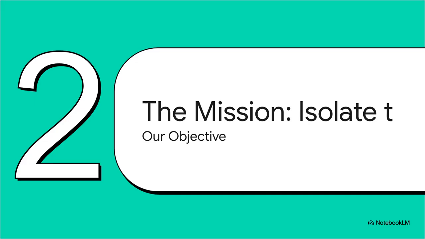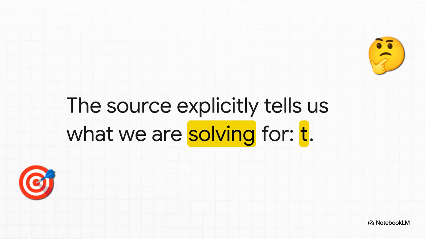Okay, so let's get down to it. We know the players. Our mission, according to the source material, seems crystal clear. We need to rearrange this whole thing to solve for T. And there it is, spelled out for us. Our goal is to solve for T. So, get ready. It looks like we're going to have to roll up our sleeves and do some serious algebraic gymnastics to get that T all by itself.